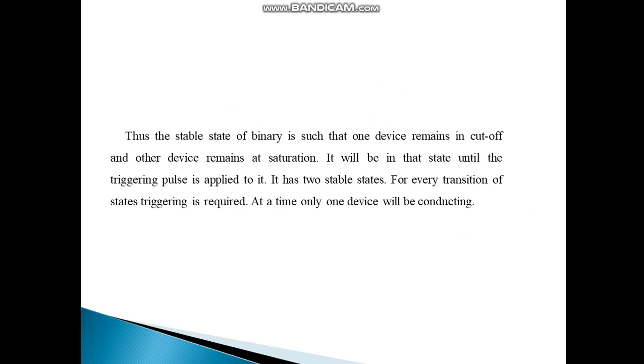Thus, the stable state of the binary is such that one device remains in cutoff and the other device remains in saturation. It will stay in that state until the triggering pulse is applied to it. It has two stable states. For every transition of states, triggering is required. At a time, only one device will be conducting.